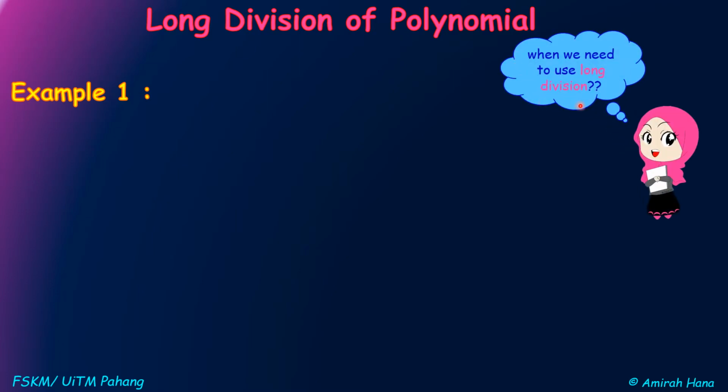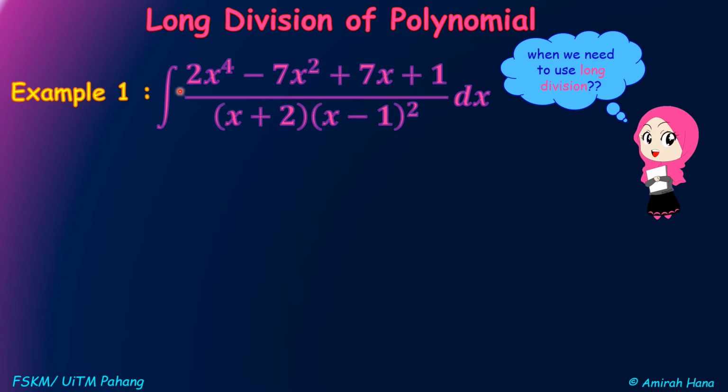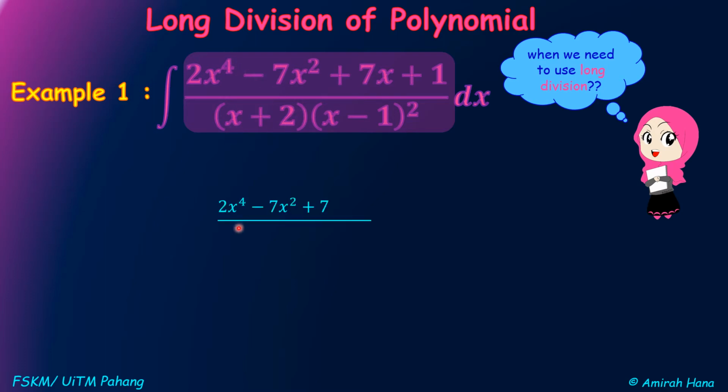Now, when do we need to use long division? Let's say we have the integration of 2x to the power of 4 minus 7x squared plus 7x plus 1, over x plus 2 times x minus 1 squared, dx.